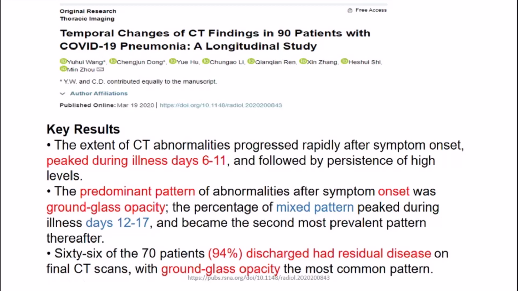Another study also concerned with temporal changes of COVID-19 pneumonia. This is in 90 patients, and they had quite similar results. So the peak illness days was 6 to 11. The predominant pattern was ground glass opacity. The percentage of mixed pattern peaked during 12 to 17 and became the second most prevalent pattern after ground glass opacities. Upon discharge, 94% of the patients still had ground glass opacity as the most common pattern on discharge CT scans.